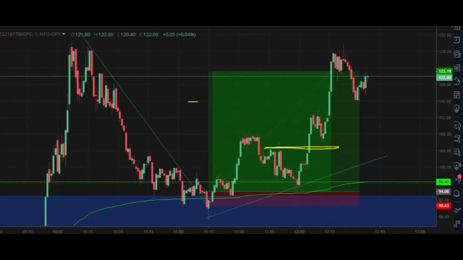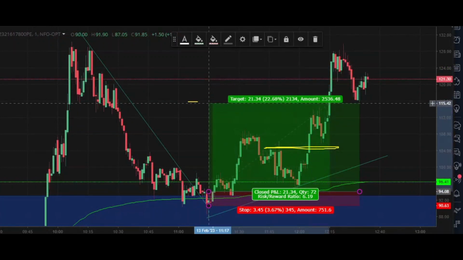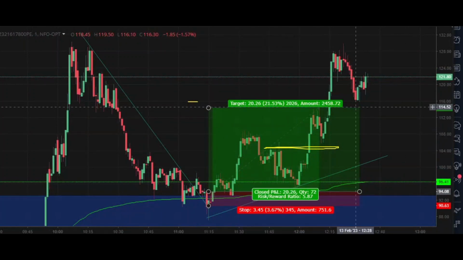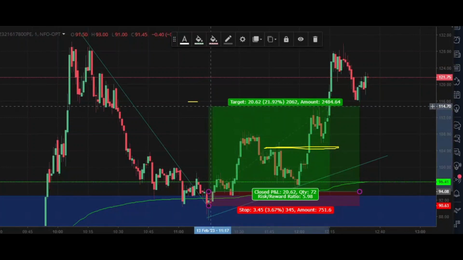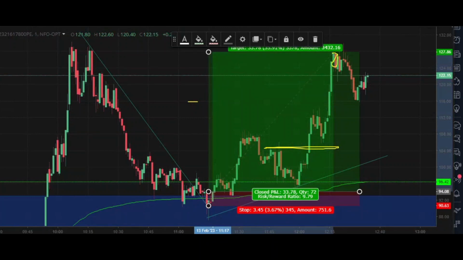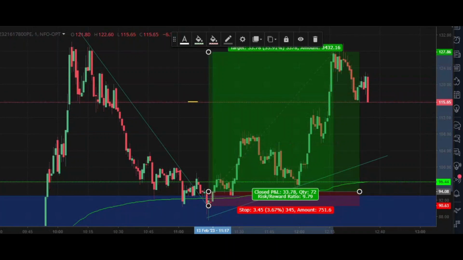If I show you this options chart, you will see the risk to reward was really great. Initially I set my target somewhere around here, and I didn't book my profits there. Then I extended it to somewhere around here. And when I saw this weakness in this zone, I booked my profits. So my entry was somewhere here, I would say 93 rupees, and then I exited at 123 rupees. So all in all, around 30 points I got in this particular trade.